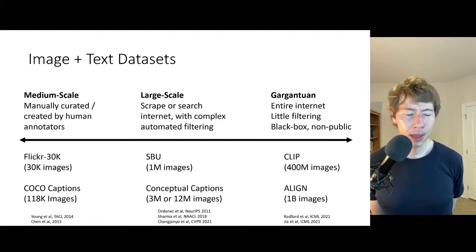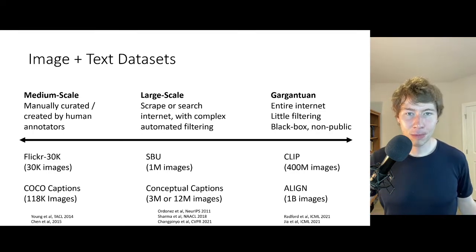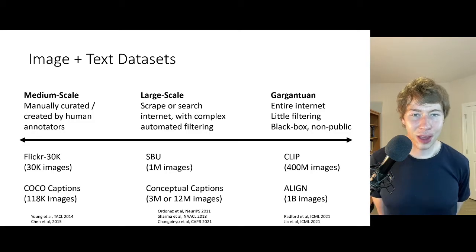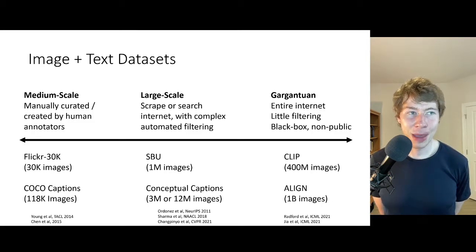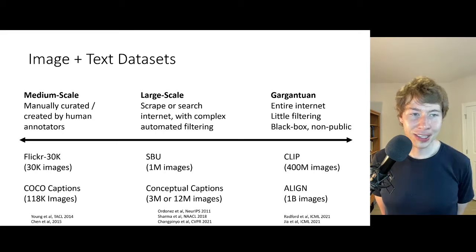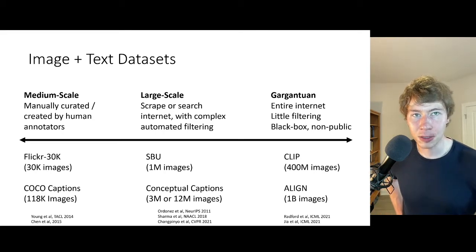but it's really expensive to scale these types of annotations up. On the right-hand side here, we've got these gargantuan entire-internet datasets used by CLIP and ALIGN that basically scrape the entire internet. They perform very little filtering on the data that they get. And actually, we don't really know what's in there because the papers offer not much information on what data is there, and it's non-public, so it can't be used by anyone else.